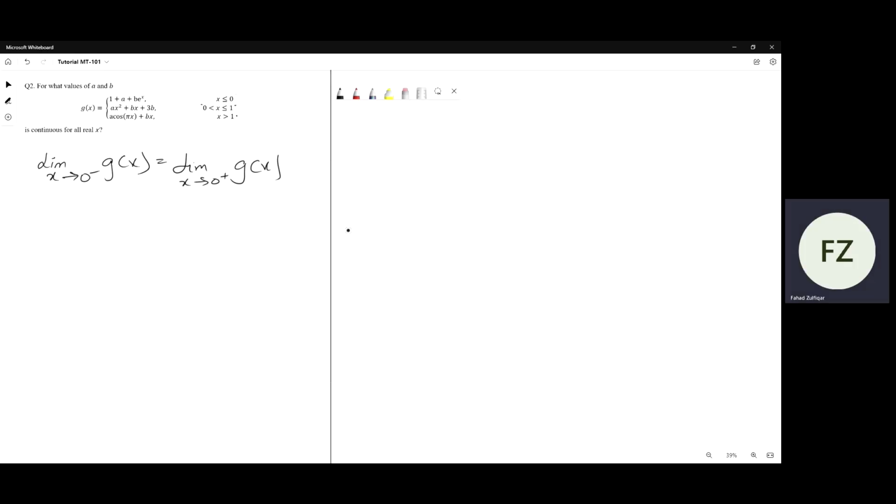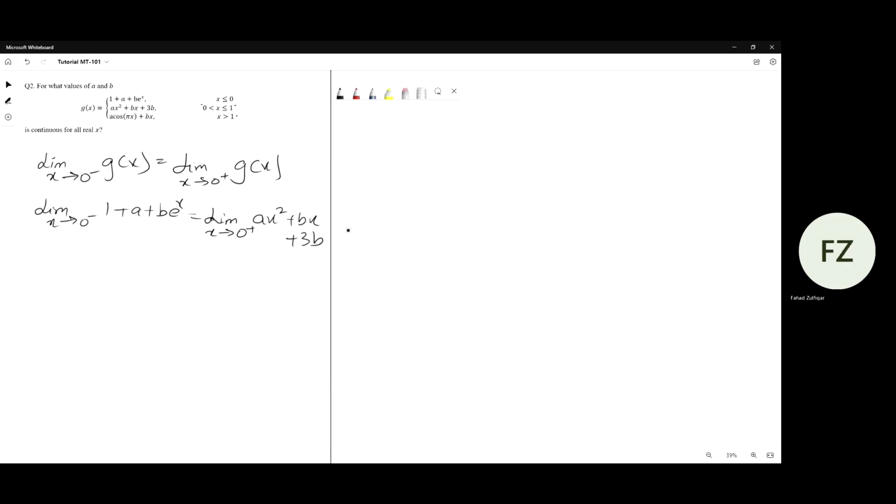So this gives us the limit as x approaches 0 negative of 1 plus a plus b e raised to power x, equals the limit as x approaches 0 positive of a x squared plus b x plus 3b. We have to make sure that for 0 positive we use the second function because 0 positive lies in the second interval, and for 0 negative we use the first function because 0 negative lies in the domain of the first interval.